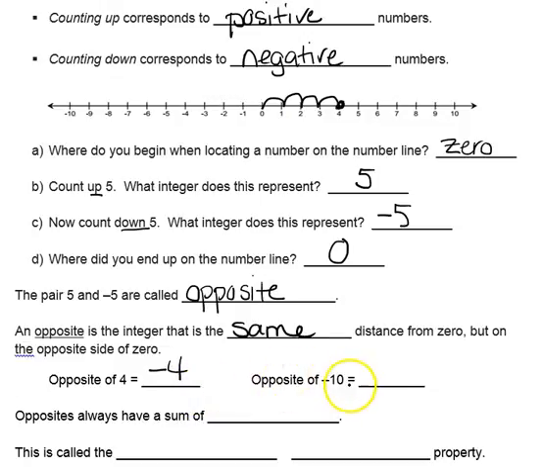The opposite of negative 10. Negative 10 would be 10 units to the left of 0. So 10 units to the right of 0 would be positive 10. So that would be its opposite.